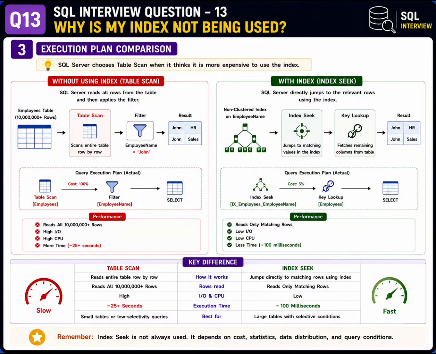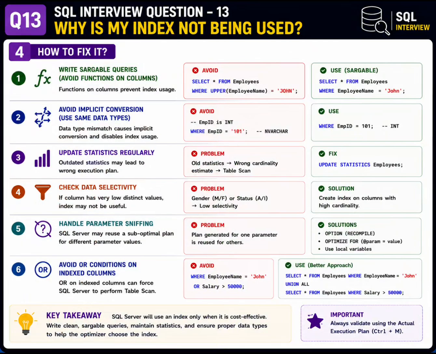Then how to fix it? Now let's see how to solve this problem. Write searchable queries. Avoid applying functions on indexed columns. If it is where UPPER(employee name) = 'John', that is a bad query. What is the good query here? When we have an index on employee name, it is simply where employee name = 'John'.